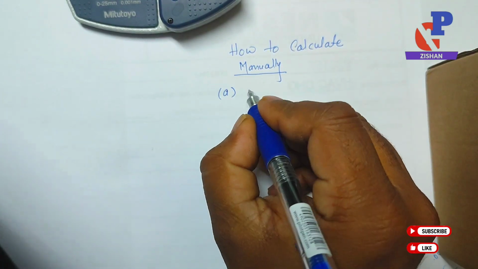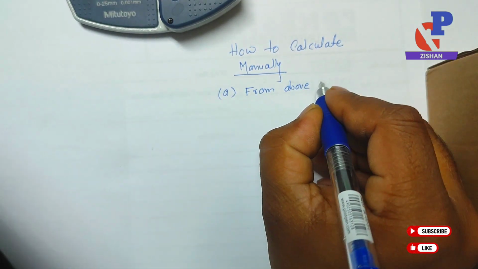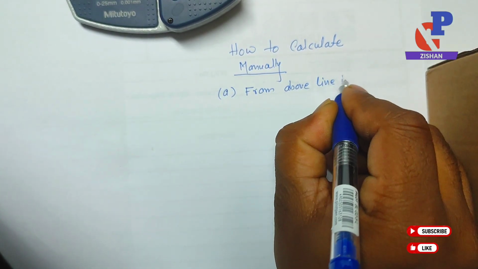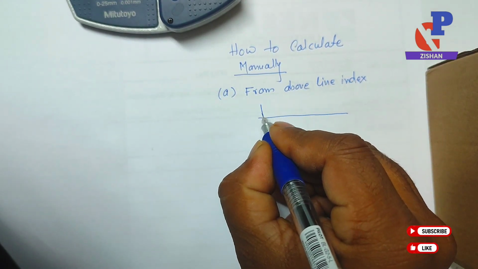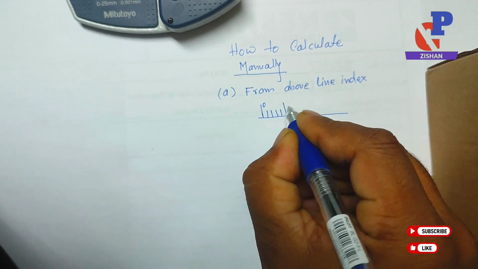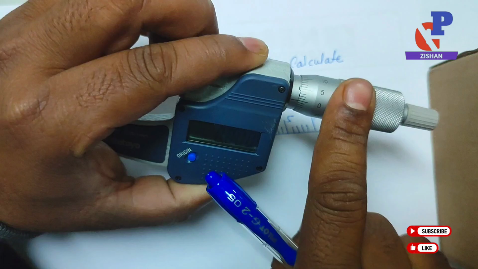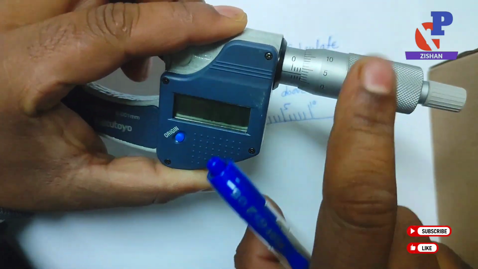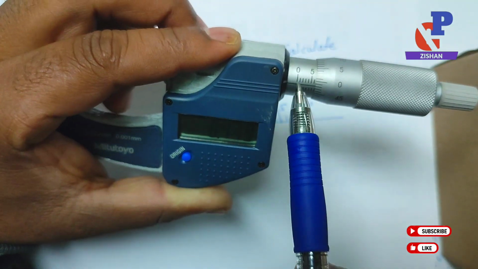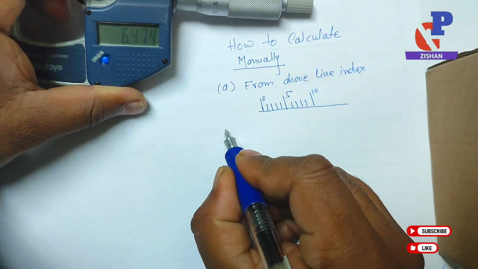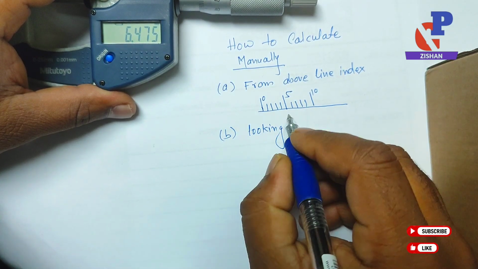In A we have to look in the index line. From the above index line we have to see the data above the index line. Is there any number? We have to check all the numbers. There are numbers from 0, there are 4 small lines, after that 5, another 4 small lines, and after that 10, then 15, up to 25. This is 0 to 25 mm.